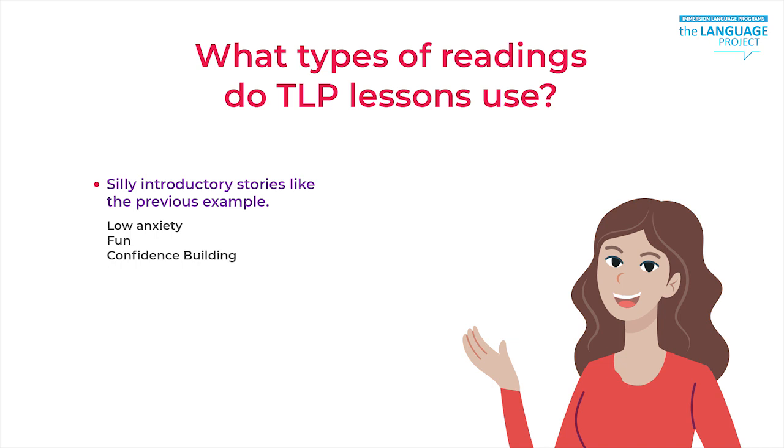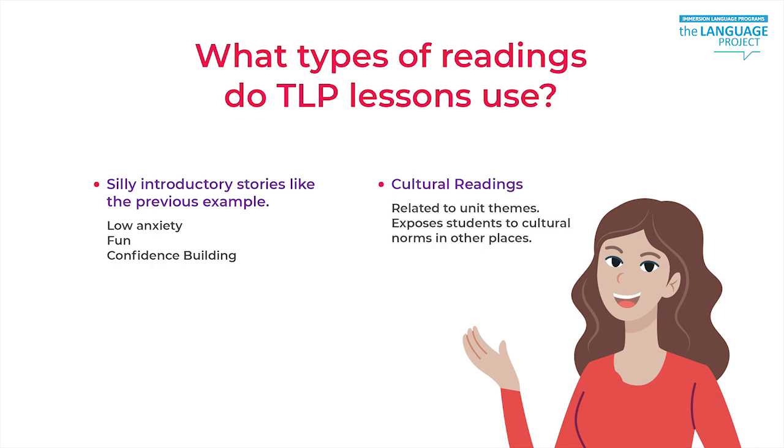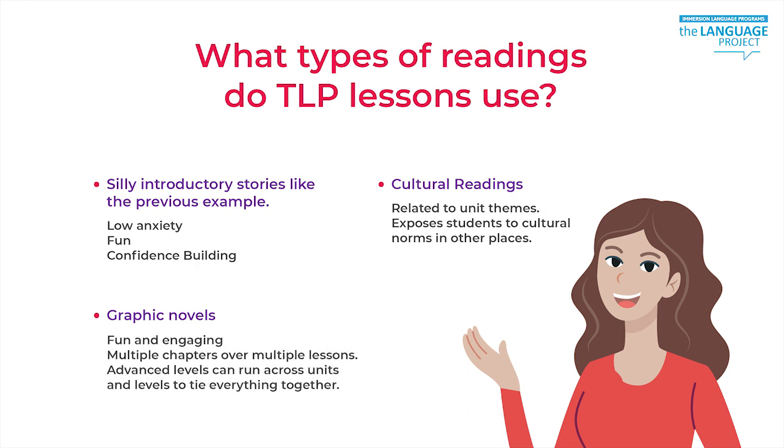And as they progress through the levels, there are 6 middle school levels. They go on and they have cultural readings that are related to the unit themes. We can expose our students to cultural norms in other places. And at the very end of the series, there is a graphic novel that takes place over 2 levels. That's 6 units. And graphic novels can be very fun and engaging. They can have multiple chapters, they can have multiple lessons, and advanced levels go across units and levels. And they kind of bring everything together. It's a way to grab back to the older stuff and bring it in with the brand new things that they are learning.